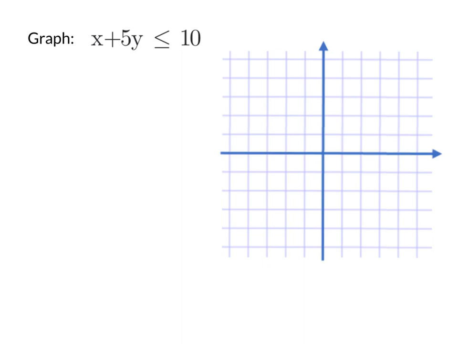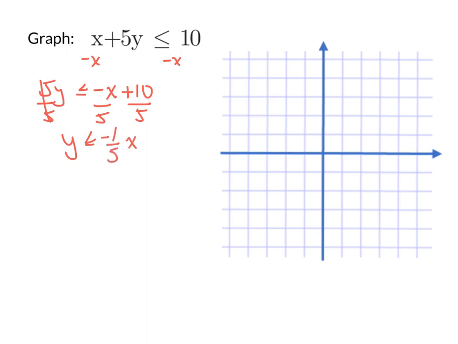To do that, I'm going to subtract x from both sides. So we'll have 5y is less than or equal to negative x plus 10, and then divide everything by 5. I'll get this 5 to cancel, so we'll have y is less than or equal to negative 1/5 x plus 10 divided by 5, which is 2. Now that it's in slope-intercept form, we can see that the y-intercept is 2, and our slope is negative 1/5. So we go down 1 and over 5.